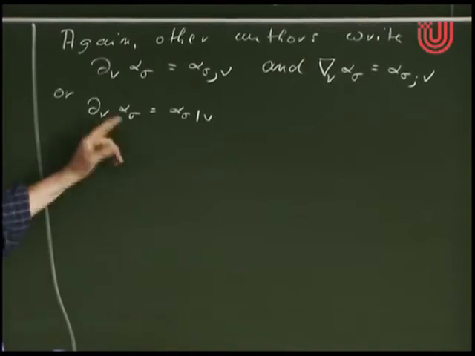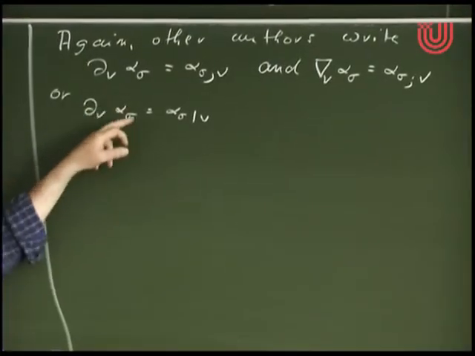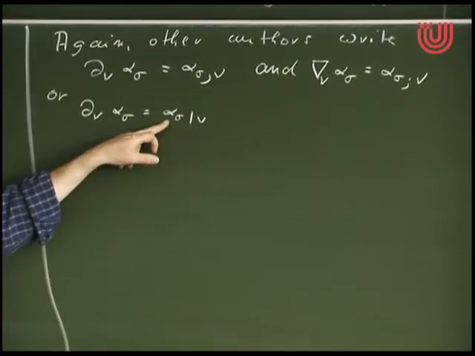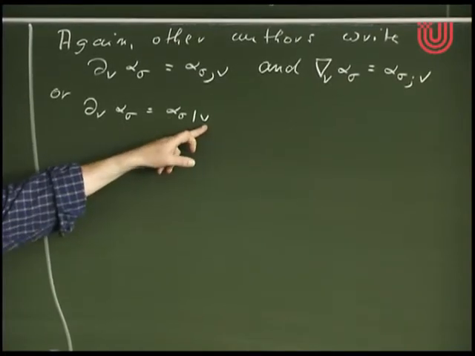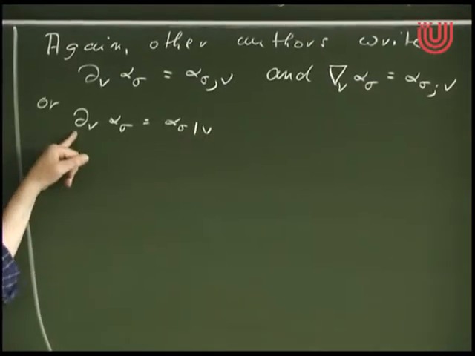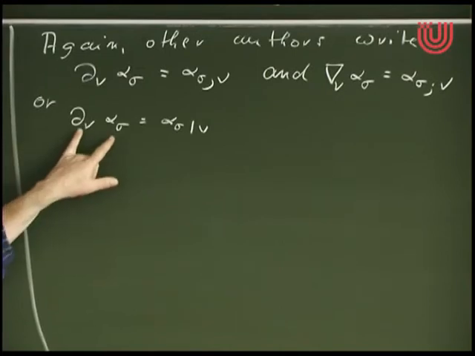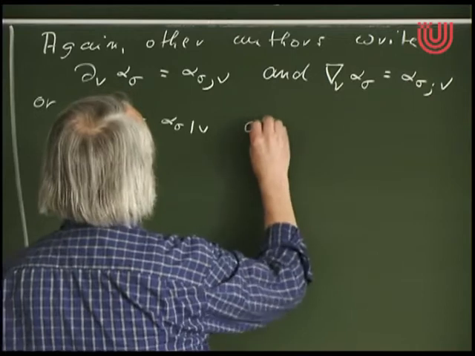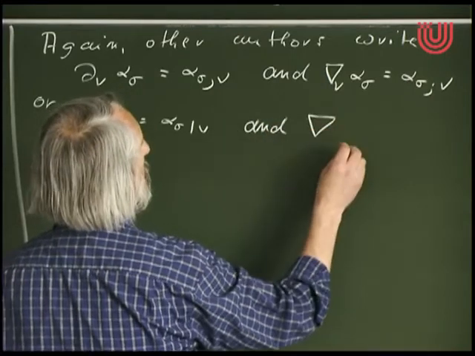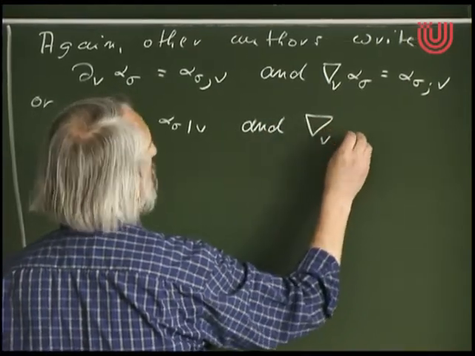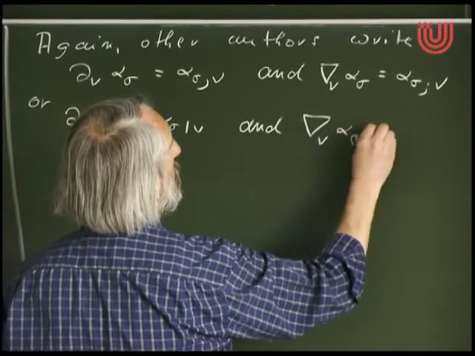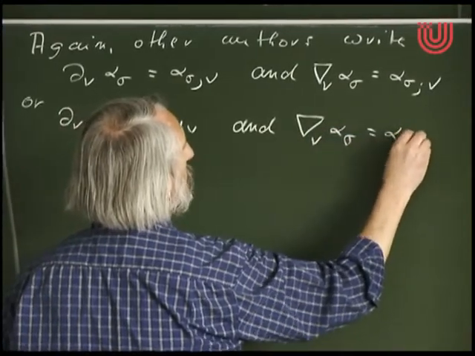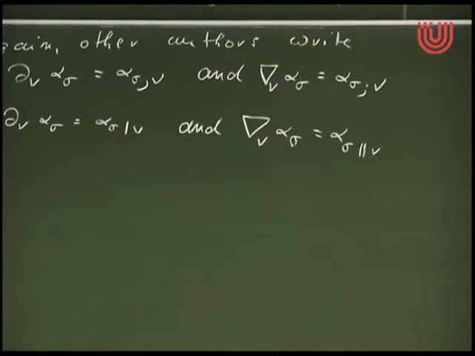Be careful, the order is the other way around, right? So you begin here with the thing which you want to differentiate, and then you write the differentiation after this. Here you apply the differentiation operator, so be careful that the order of the indices is the other way around. And here I have the notation with a double stroke. So this would be written as alpha sigma double stroke nu.